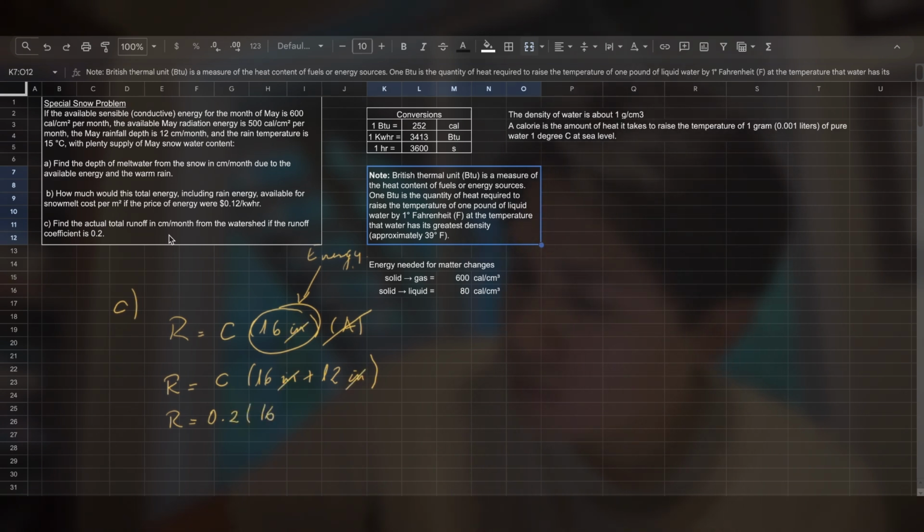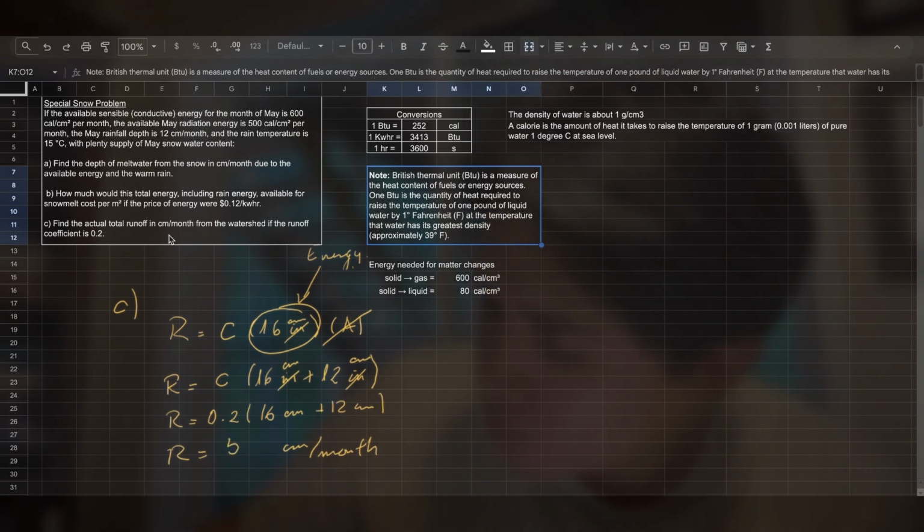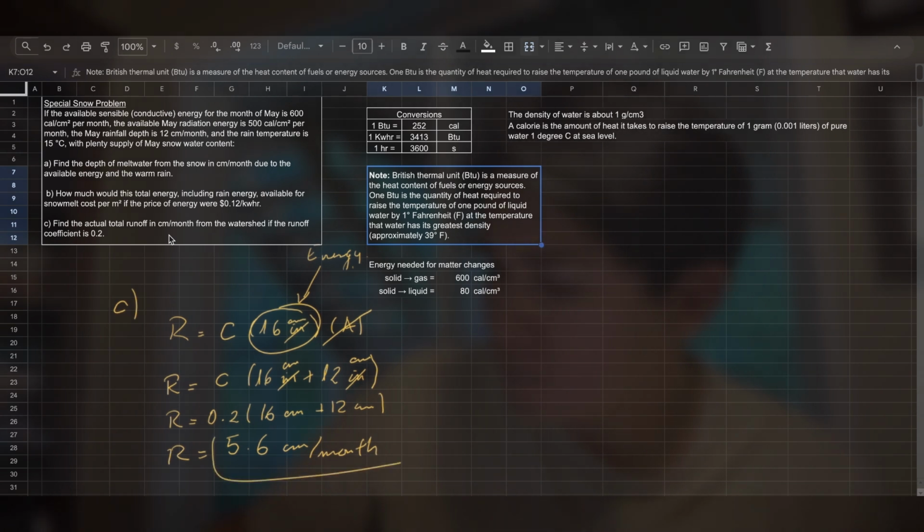Sorry, this is not inches. I'm just used to using inches. These are centimeters. 16 centimeters plus 12 centimeters. And it's about 5.6 centimeters per month in the month of May. So this will be 5.6, and this is the solution for this last part.